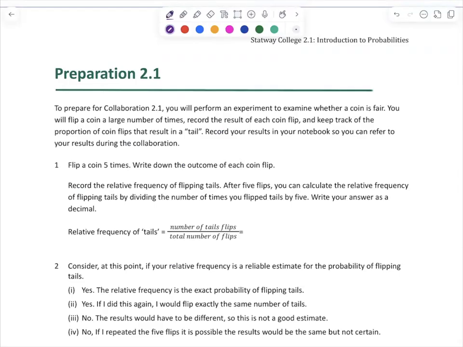To prepare for collaboration 2.1, you perform an experiment to examine if a coin is fair or not. You're going to flip a coin a large number of times. You're going to record the result with your group members in your group activity and keep track of the proportion of coin flips that result in a tail, not the head. Record your results in your notebook with your group members when you're doing the collaboration.